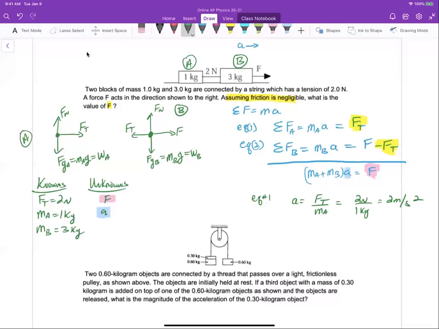Now I can use that value and plug it into what I will call equation 3, which we developed, and I will find force is equal to mass of A plus mass of B, 1 plus 3, in kilograms, times the acceleration, which is 2 meters per second squared. Look at that: kilogram meter per second squared. That's a newton, that's perfect.